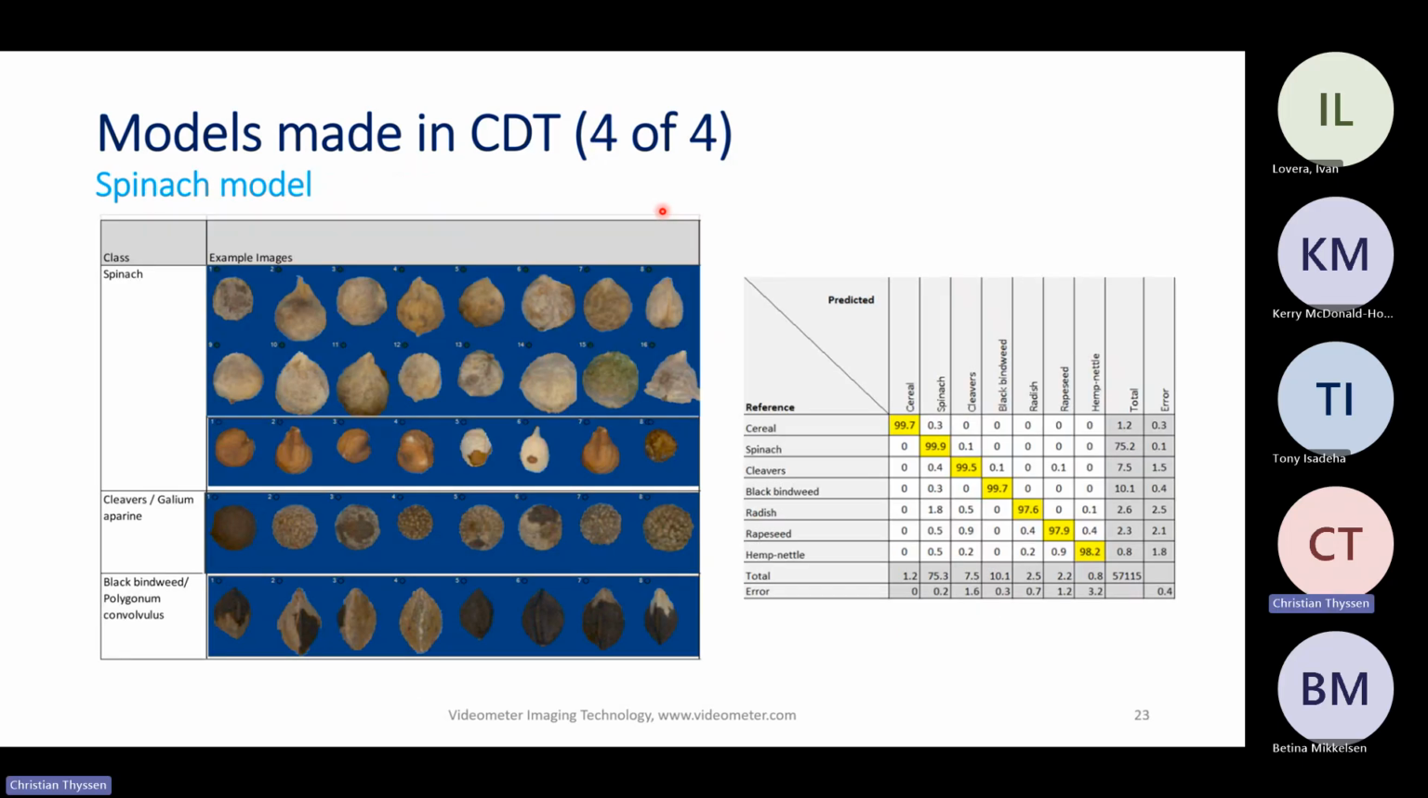And the last one we show is the spinach model. Here it's a bit beyond just using color features. Here you would also use different kinds of shape, maybe texture features as well. And here you have these kinds of classes, so cereal, spinach, cleavers, and so on. And here again you get the performance, and you can actually use these numbers to find out which classes are being confused with each other.